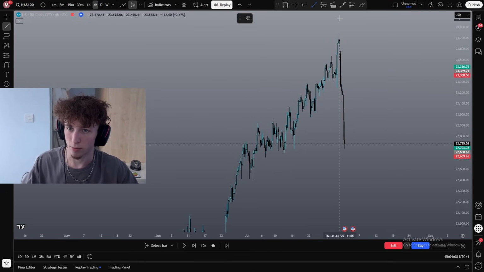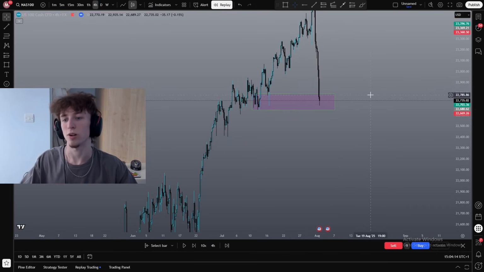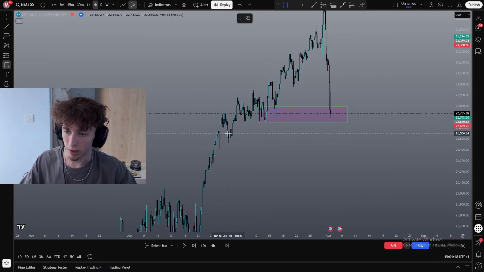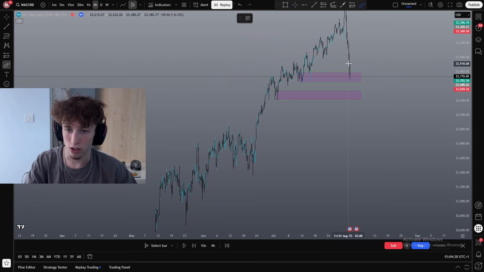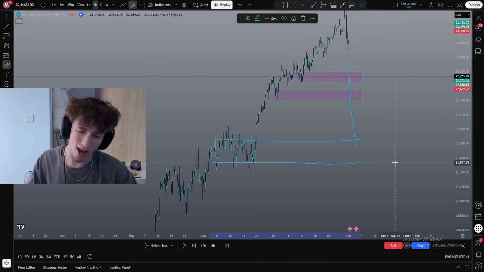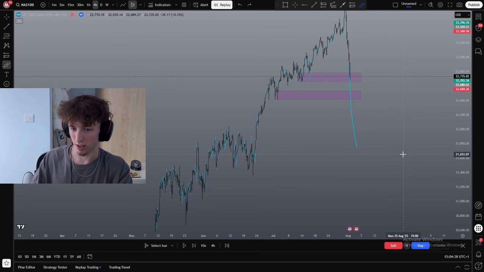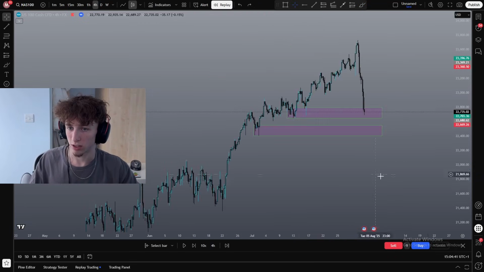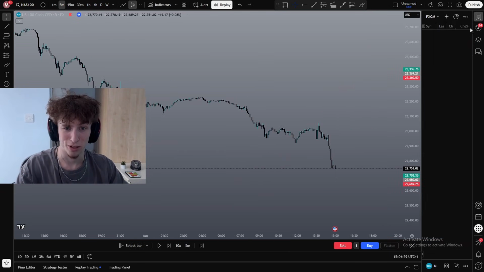If we react from anywhere in this kind of area anytime soon, then that's a great place to continue bullish. If we react anywhere from this kind of area, it's a great place to go bullish from. If not, I'd be expecting us to come down to maybe this kind of area. I'm not sure how much this relates to futures as much as it does for Forex, but it still does a decent amount.